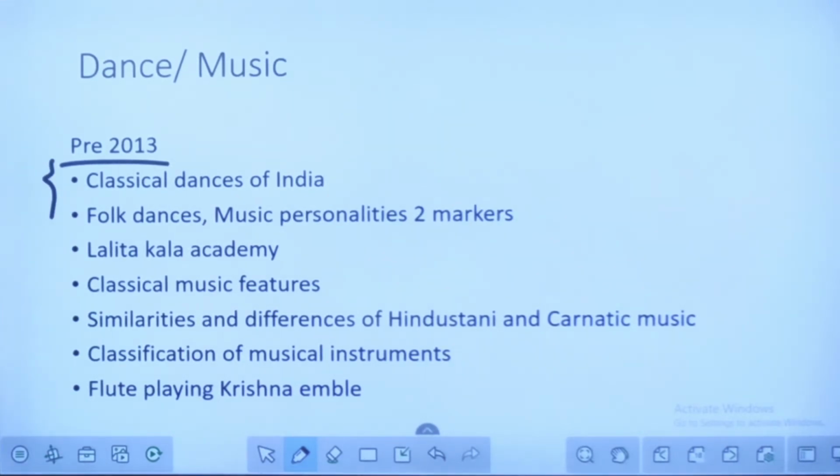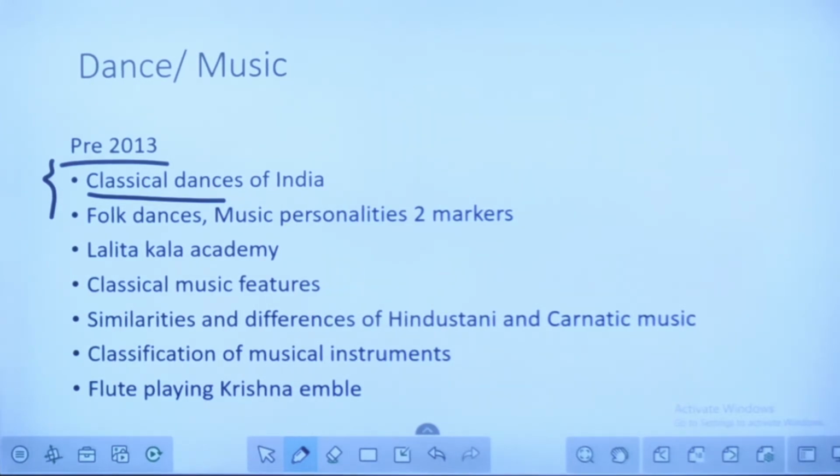They used to ask which are the dances which have been designated as classical dances by the Indian government, and which Sahitya Academy designates. These kinds of questions they used to ask, and they used to ask that you have to write at least 2 or 3 features of classical dances of India, but these kinds of questions are not possible now. Don't concentrate upon these questions.